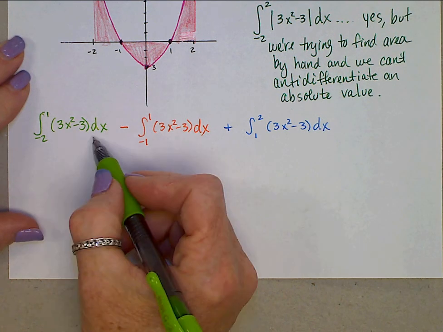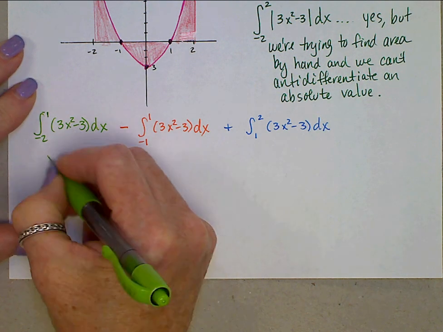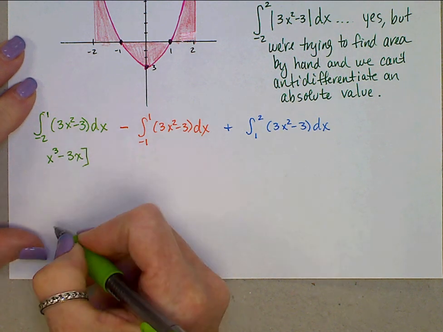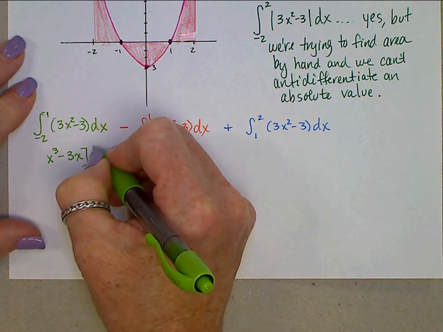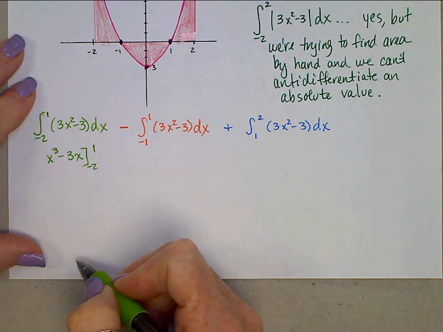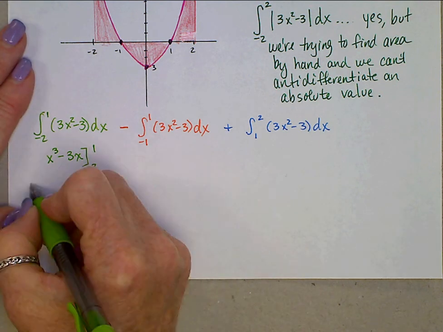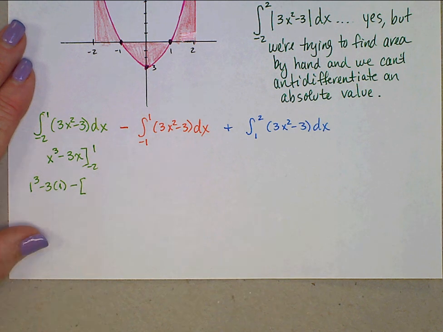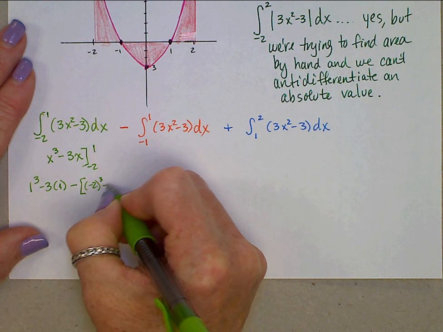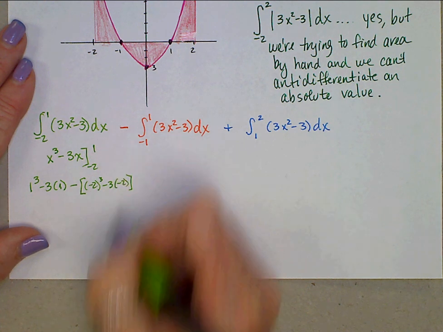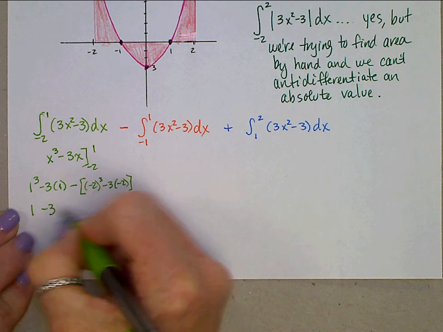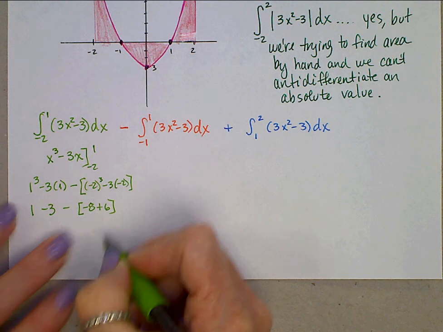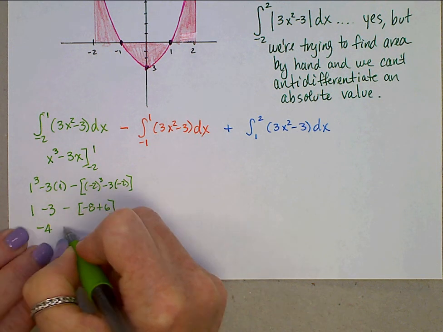So let's anti-differentiate. The antiderivative of 3x squared minus 3 is x cubed minus 3x. We're going to evaluate that from -2 to 1. I'm going to go ahead and work this one all the way down, and then we'll go to the next one. Plug in a 1, that's 1 cubed minus 3 times 1, minus, then let's plug in a -2. -2 cubed minus 3 times a -2. That's 1 minus 3 minus, and here we have a -8 plus a 6.